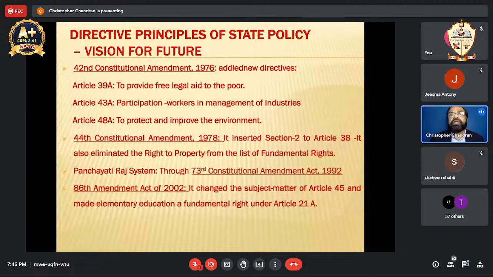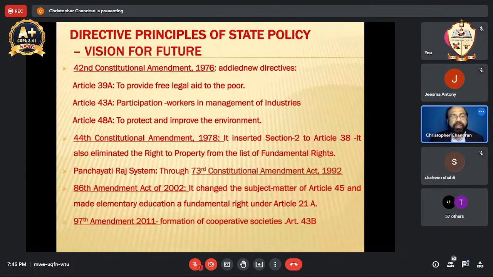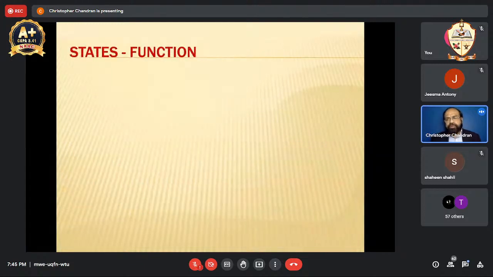It's no more a policy. It is no more a principle. It is a policy. Cooperative Societies, 43B, 97th Amendment. So we have umpteen number of directive principles, which were principles and have been made into rights now, made into law.